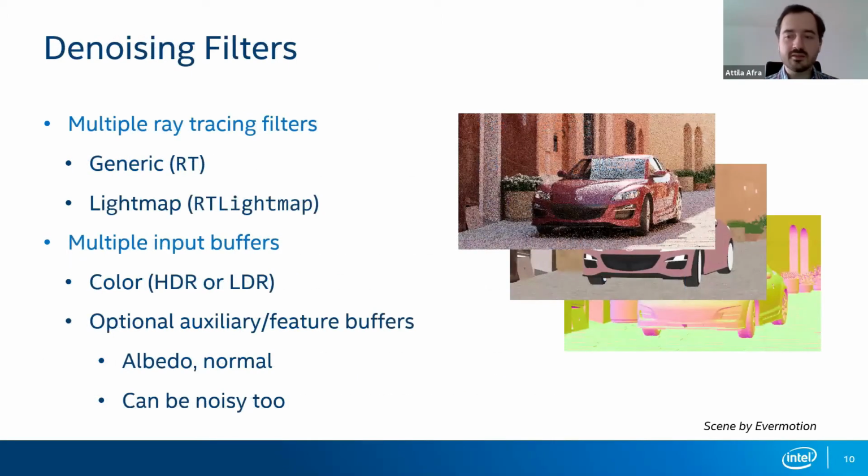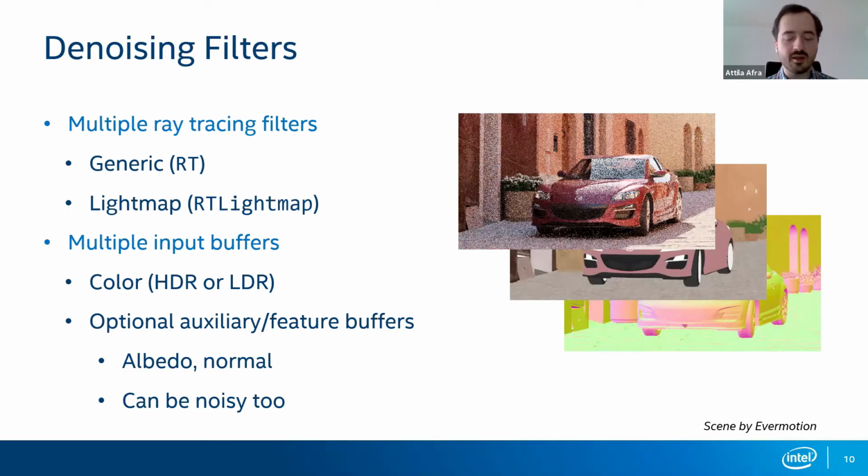So let's see the denoising filters that the library contains. The library contains currently two filters, all ray tracing oriented. One of them is a generic filter called RT, which aims for denoising generic path traced final frames. And there's also a dedicated light map denoising filter called RT light map, which provides higher quality for ray traced light maps.